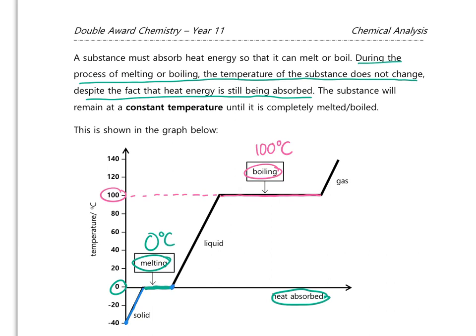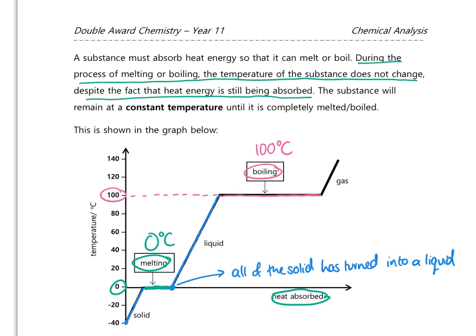This point here at the end of the horizontal line will be once all of the solid has turned into a liquid. And once all of the solid has turned into a liquid, what we can see then is that the temperature of the substance starts to rise again. So we're absorbing more heat because we're going further along the x-axis, we're going further right. But we can also see that the temperature is rising because we're going up the y-axis as well. We're going further up the graph as well.